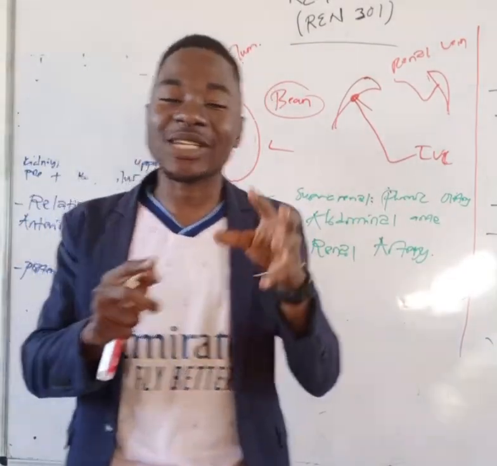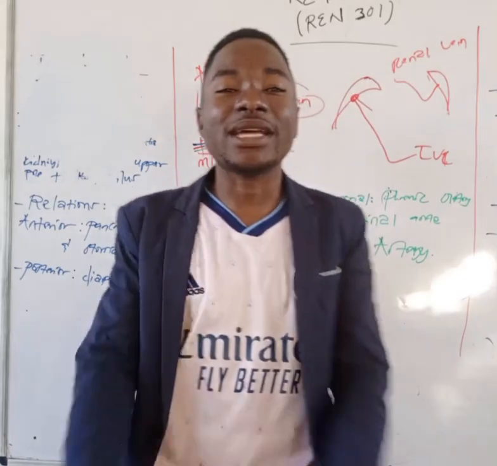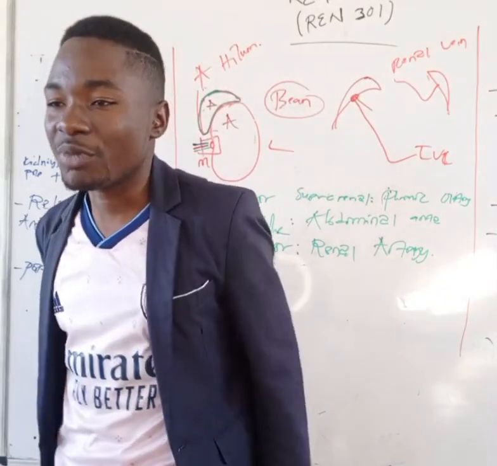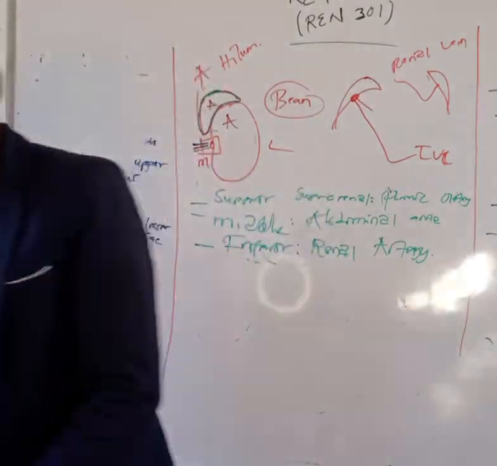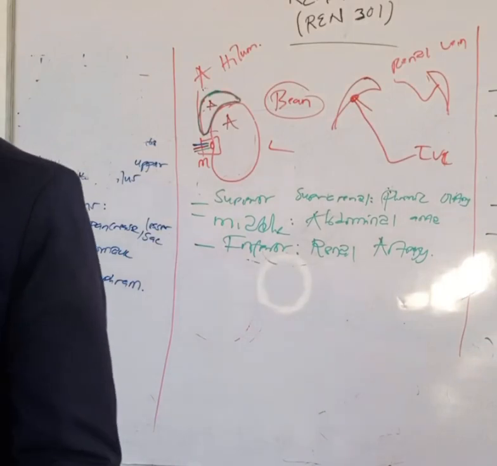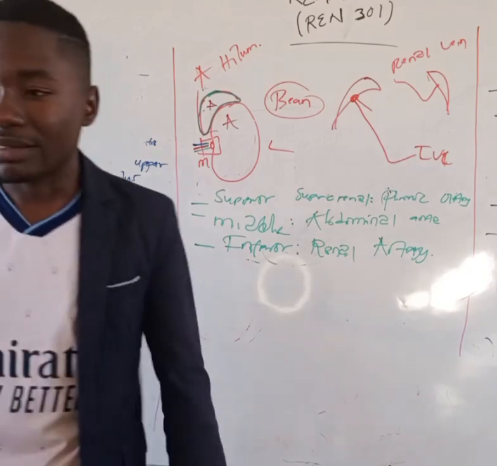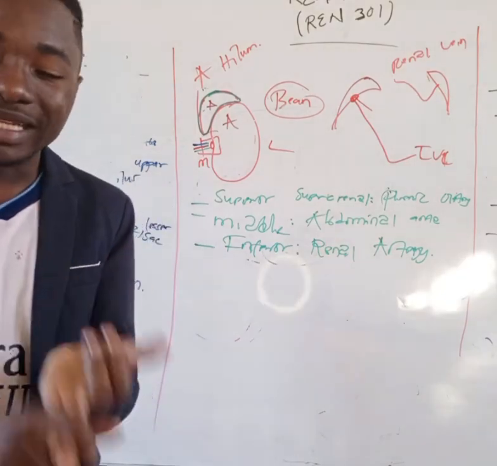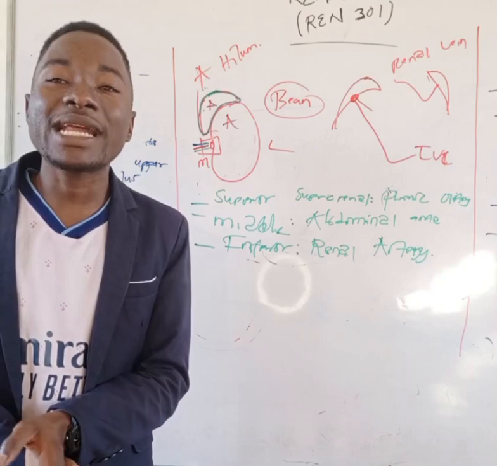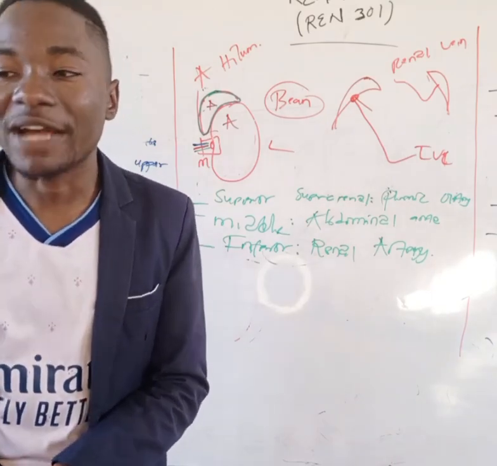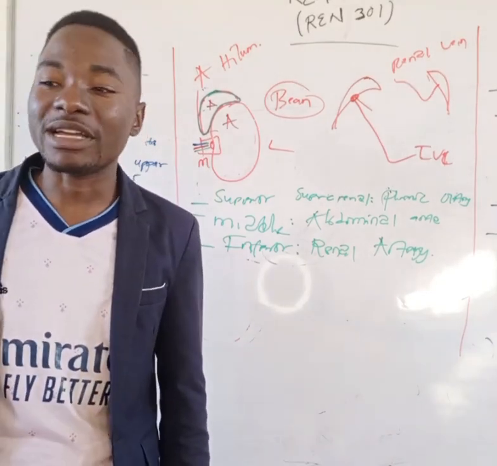I told you that these ones just go directly to the adrenal medulla, or the suprarenal gland. So you have the preganglionic sympathetic fibers. They are derived from the splanchnic nerves to supply the gland. When you say preganglionic, I've already defined what that is.